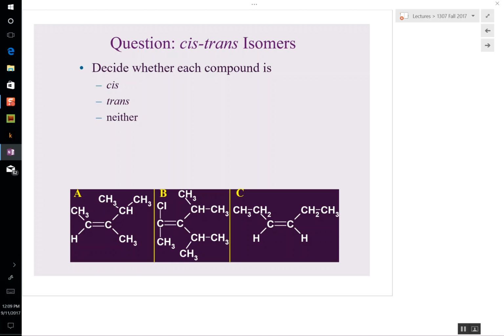Does that have 2 different things on it? Does that have 2 different things on it? Does each one of them have something that is the same? You got 3 yeses, and it's cis.